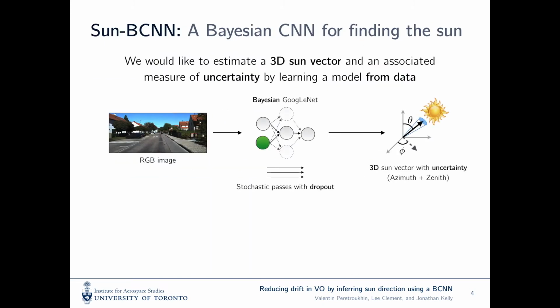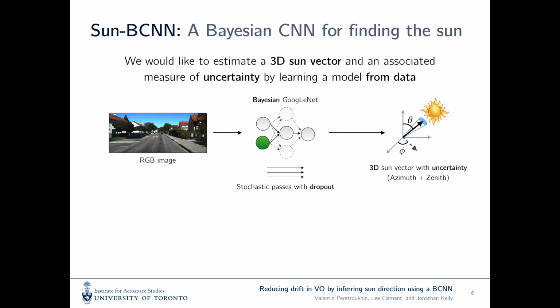So what we would like to do is to find a model that can estimate the direction of the sun in 3D from a single RGB image. We would also like our model to give us an idea of how confident it is in its prediction, which would allow us to better incorporate this extra information into our VO estimator. The approach we took in this work was to train a Bayesian convolutional neural network to do exactly that.